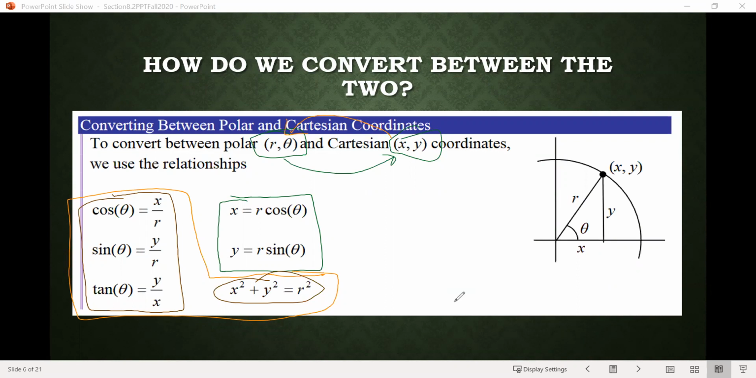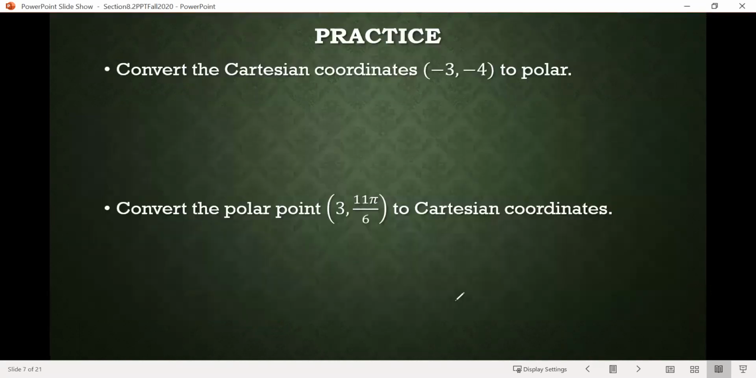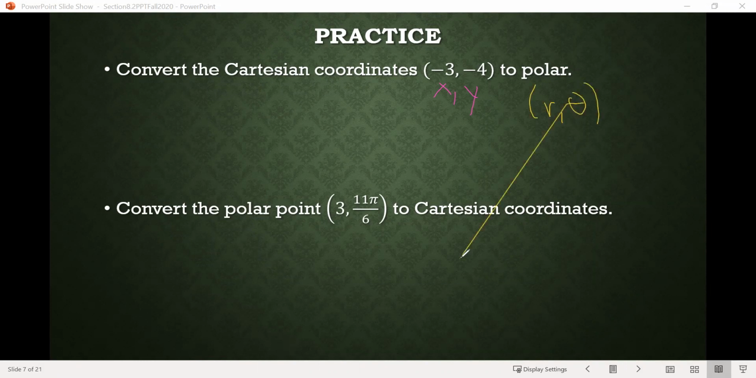All right, so let's look at doing this now. And I'm going to start by doing a Cartesian to polar conversion. So here we're given the Cartesian coordinates -3, -4. And recall that because those are Cartesian coordinates, we know that they are x comma y values. And so we need to convert them into polar, which means we need to end up with an r comma theta point, okay?